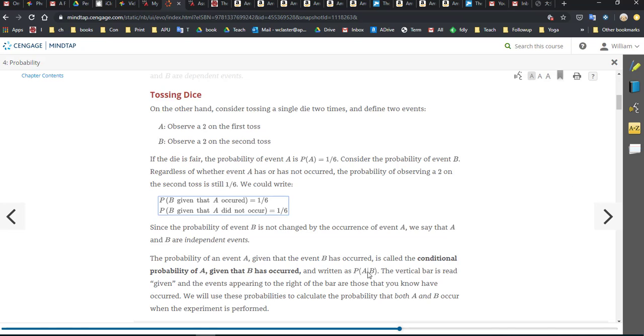But anyway, this notation is just a shorthand for this word given. So instead of saying B given A, we write B|A, and instead of saying A given B, we write A|B. That's called the conditional probability of A given B. The conditional probability of A given that B has occurred.